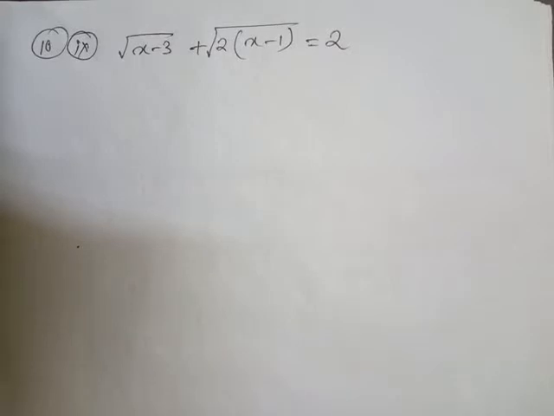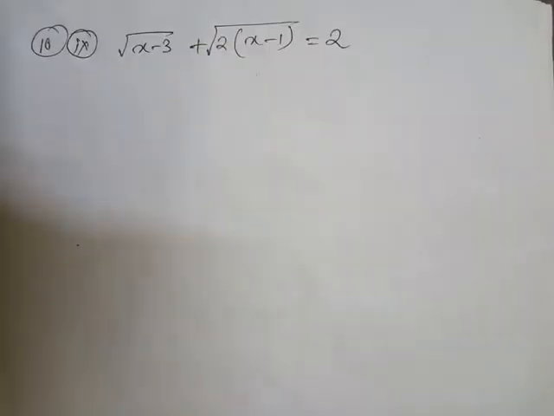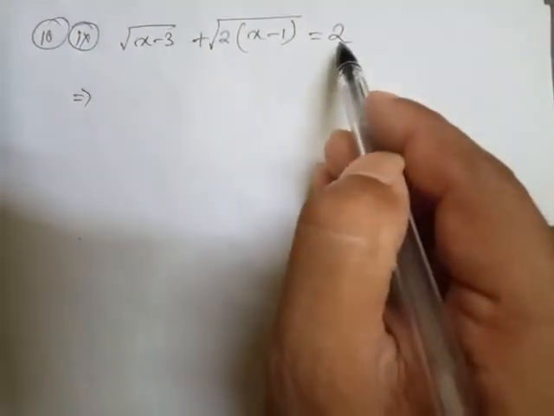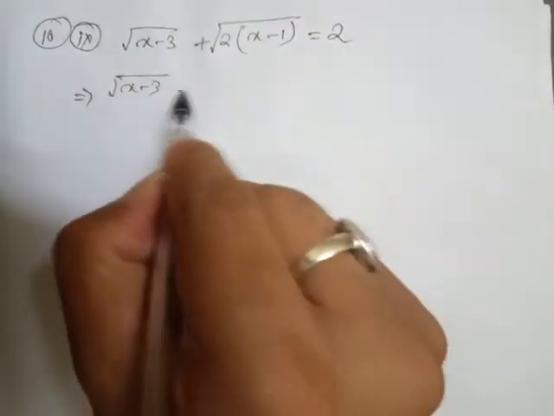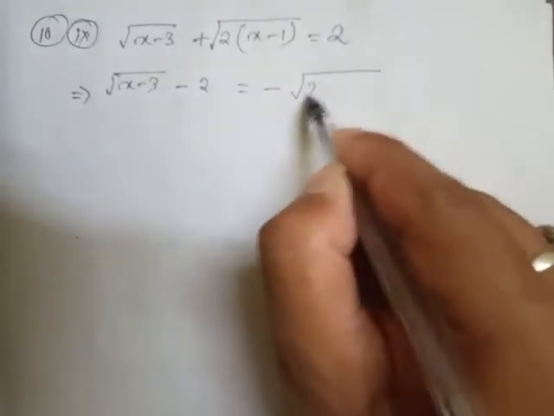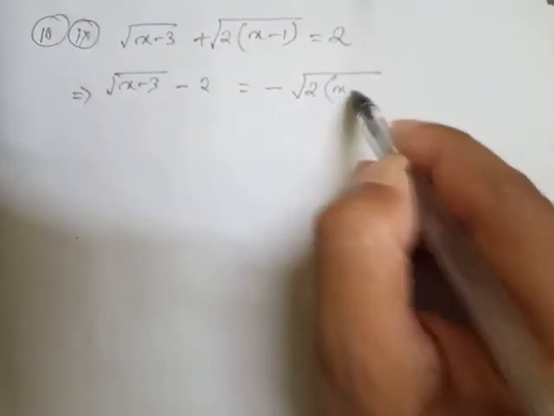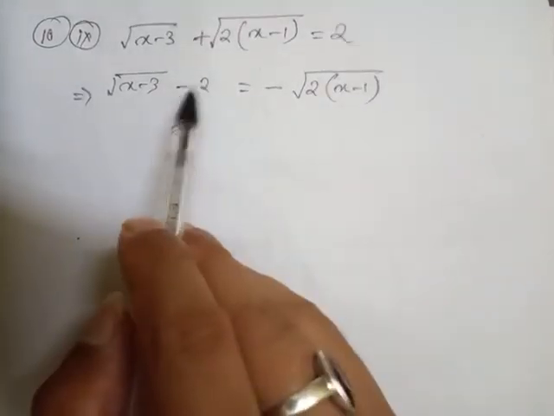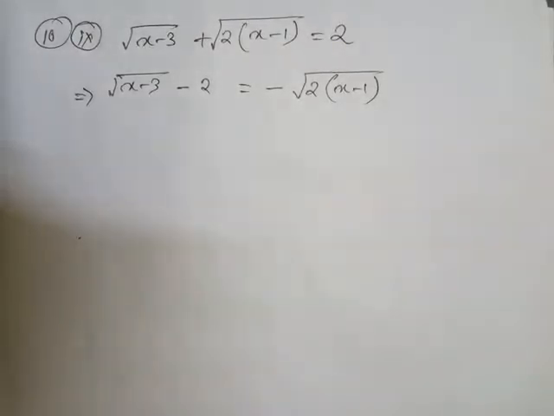Student, this is the question of 10 Roman 9, and we are going to solve this one. Look how to solve this. First of all, I will take this value on this side and this value on that side. So here x minus 3, and there is minus 2 equal to minus 2, there is x minus 1. Now look, after that, just interchanging the terms. Now squaring both sides.